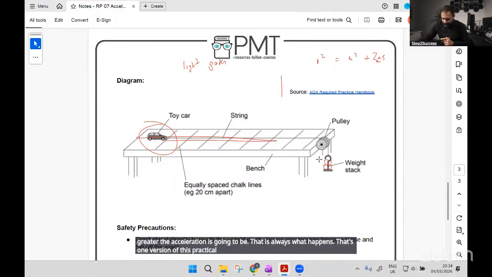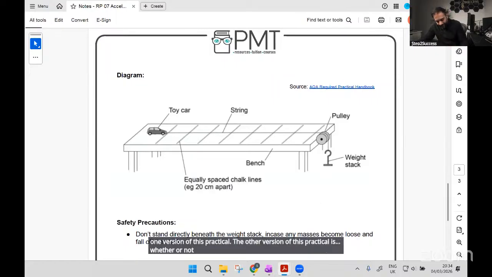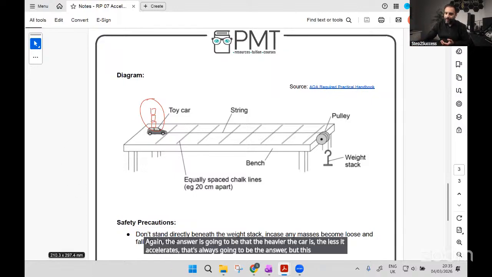The other version of this practical is whether or not the mass of the car itself affects its acceleration. And again, it does. The way you do that is you add weights to the car, not anywhere else, and then do the same experiment. You measure the acceleration and compare it to the mass of the car. Again, the answer is that the heavier the car is, the less it accelerates. That's always going to be the answer, but this is just a case of proving it using an experiment.